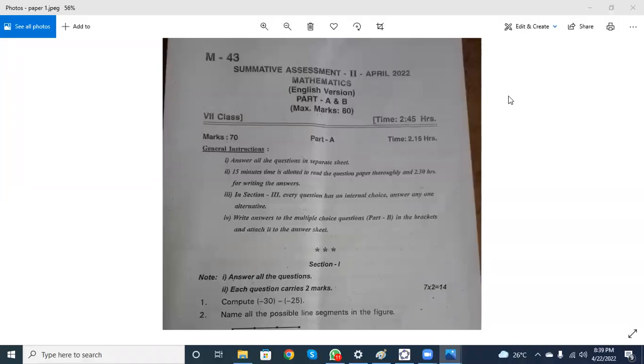Hello children, here I am sharing class 7 mathematics, Telangana board paper, April 2022. So these are all the questions. Here the questions are divided into 2-mark questions, 4-mark questions and 8-mark questions. Let's see the paper.